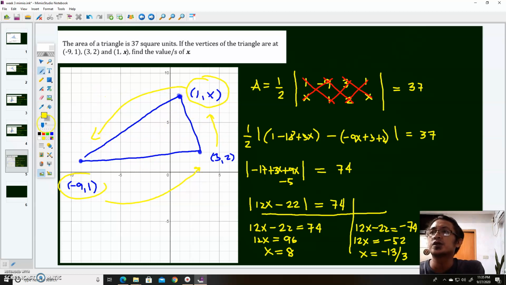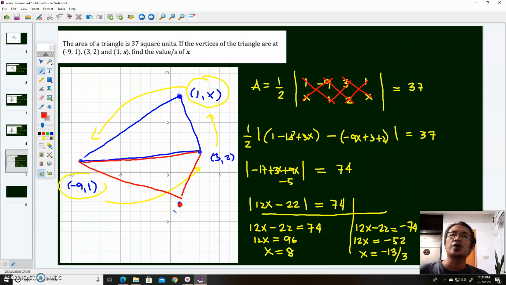I said earlier, we can have another possible location for our third vertex. The x coordinate is 1, it can be below. So that's the other one. Negative 13 thirds is negative 4 and 1/3, somewhere here. Let's put this in red. See that? So we have two triangles that will have an area of 37 square units, with the vertices (-9, 1) and (3, 2), and the third vertex is (1, x).